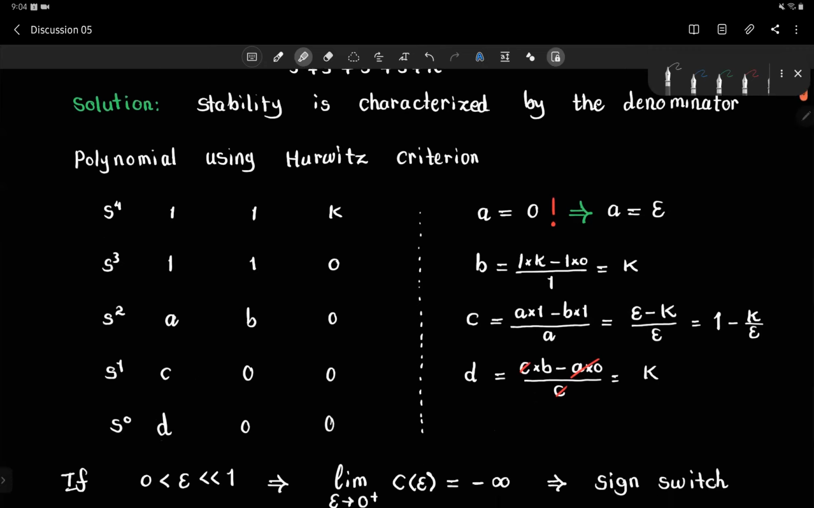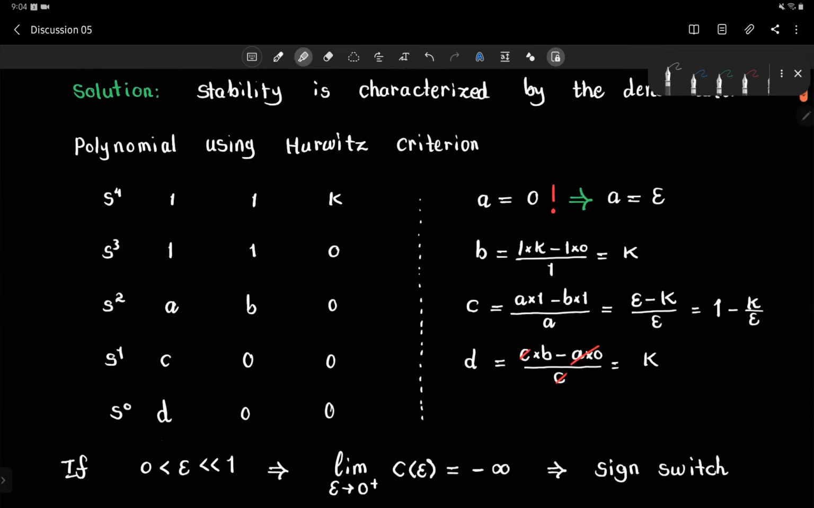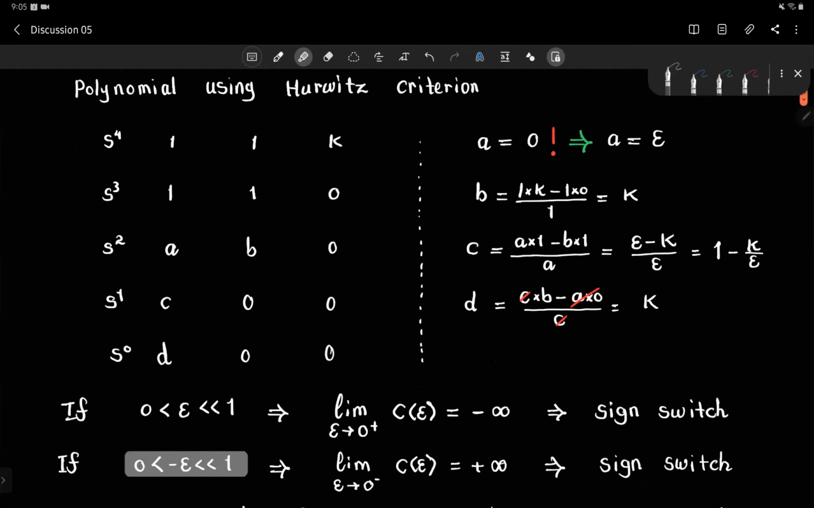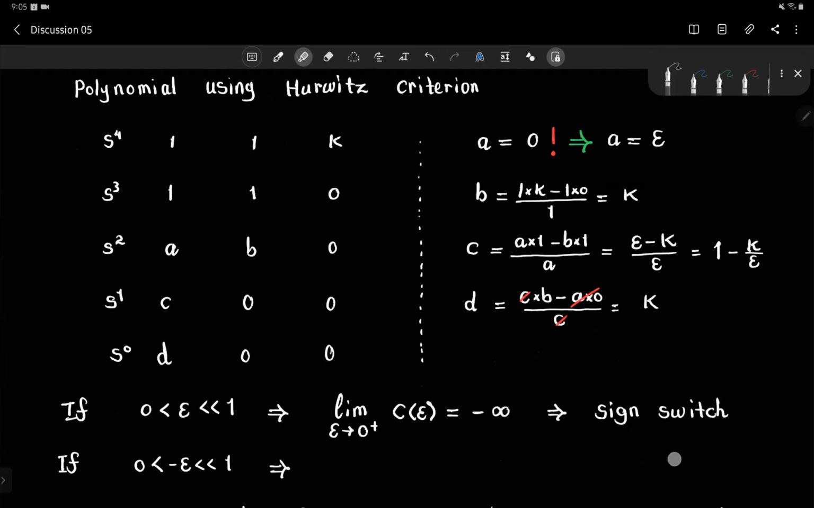So now that we have constructed the table, we look at what happens if epsilon is positive and what happens if epsilon is negative. So A is equal to epsilon. If epsilon is negative, we already get a sign change here, because this is positive, so this will be negative. Which means that its negative is positive, we get a sign change, even without this intermediate step. So we get a sign switch here.